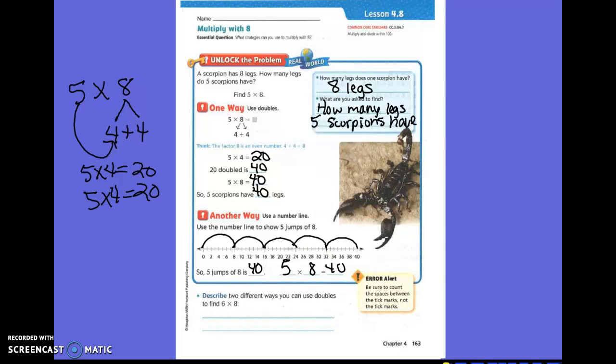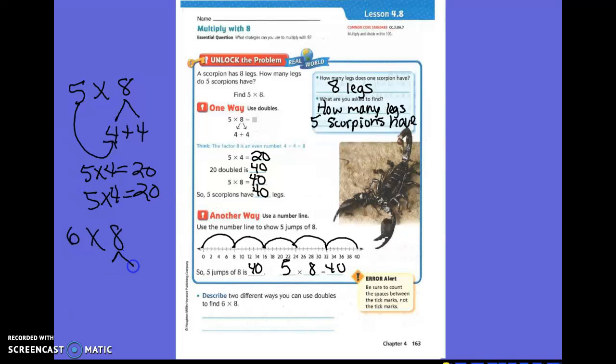Describe 2 different ways you can use doubles to find 6 times 8. If I did 6 times 8, how could I split it? You could do 3 times. But it's saying double, and tripling something is not doubling. You want double.